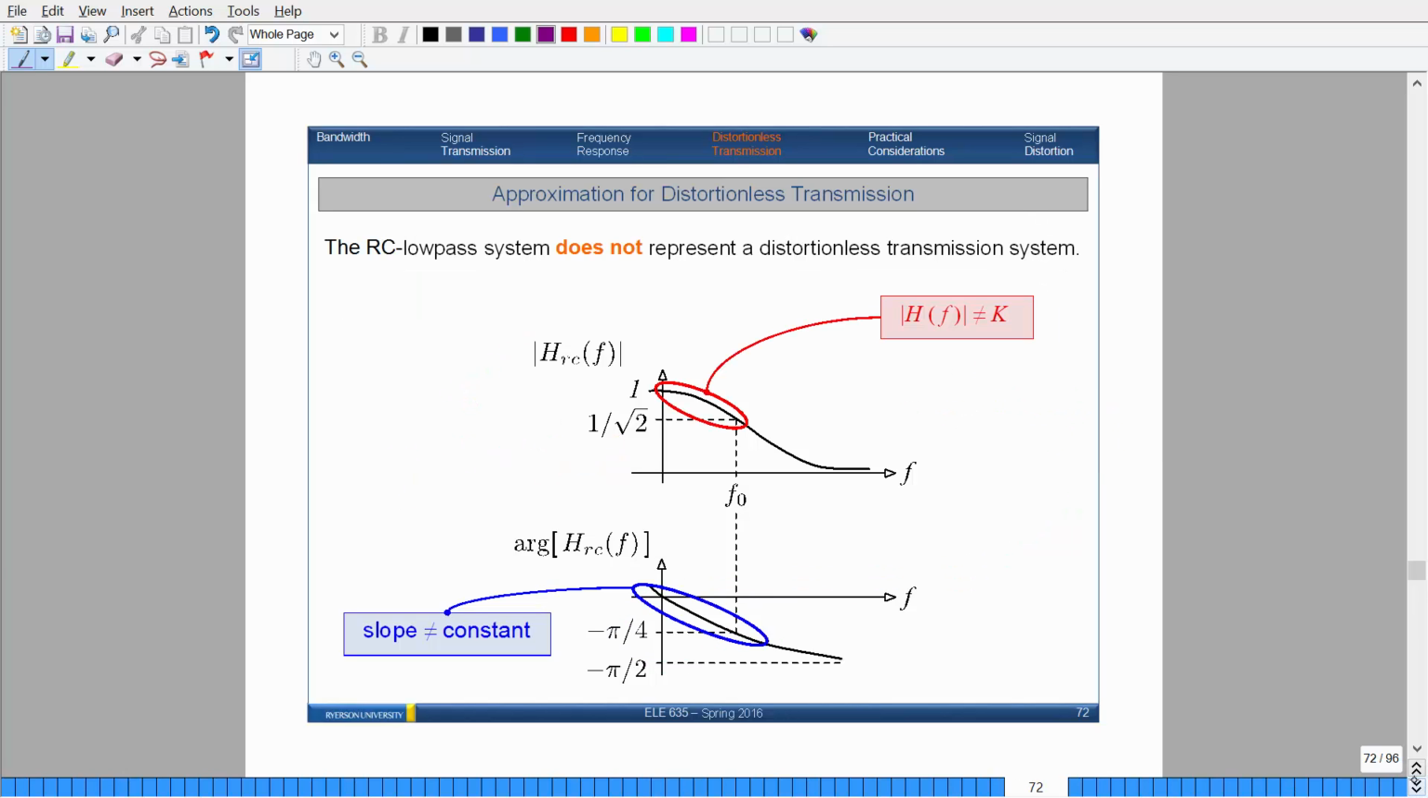You probably noticed by now that this RC low-pass system doesn't represent a distortionless system. Remember that between a certain range of frequencies, you want the magnitude to be constant. But from the DC frequency to the 3 dB bandwidth, in between there, the magnitude is not constant. So the magnitude is not constant here.